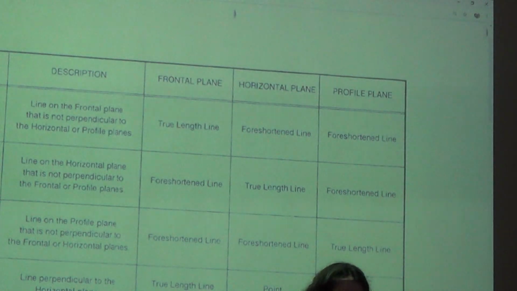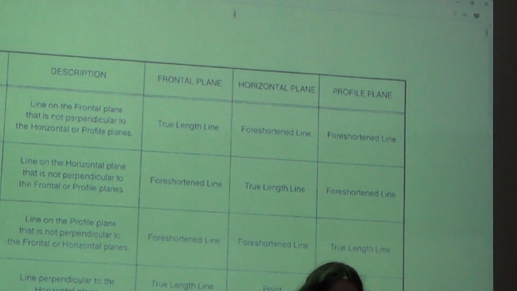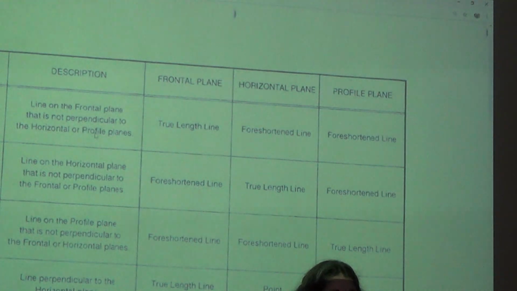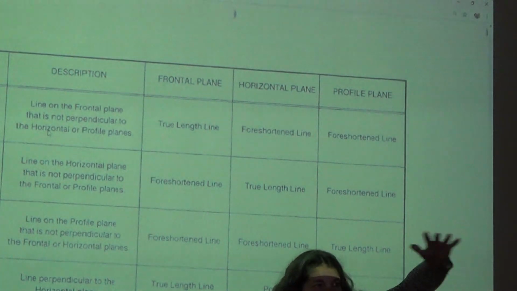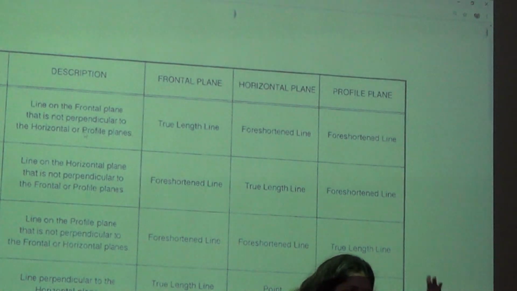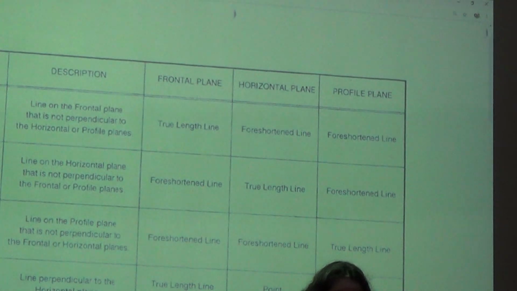Okay, so the first type of line is called a frontal line. It's a line on the frontal plane that is not perpendicular to the horizontal and not perpendicular to the profile plane. Do you know what I mean by horizontal plane? Horizontal plane is the top plane. The profile is the side plane. So on the front, it's a true length line. But on the horizontal and the profile, it's a foreshortened line.